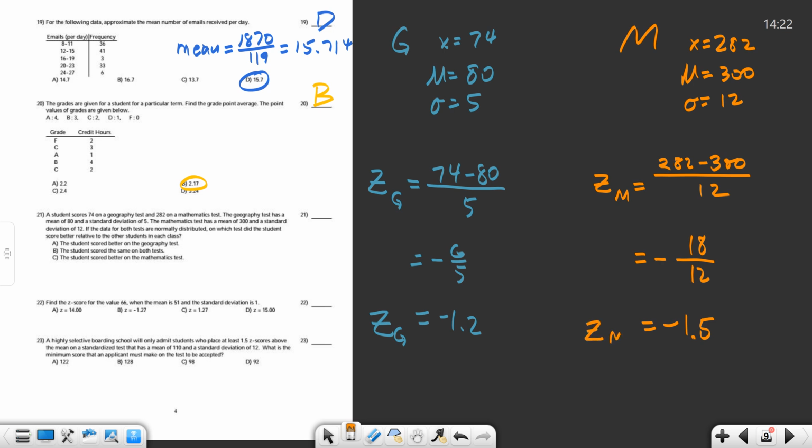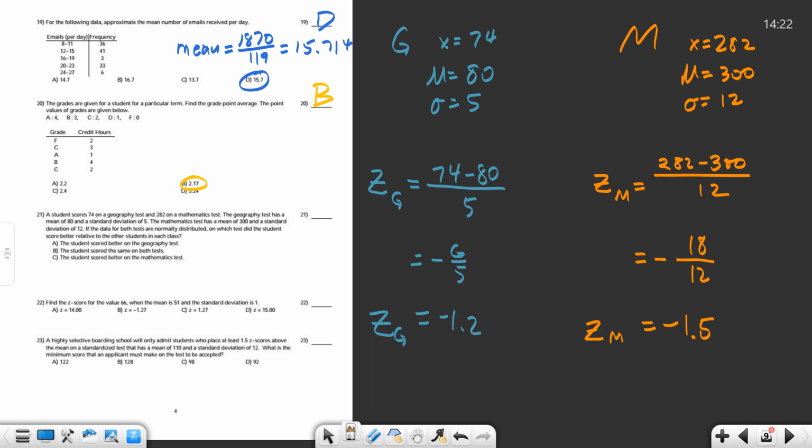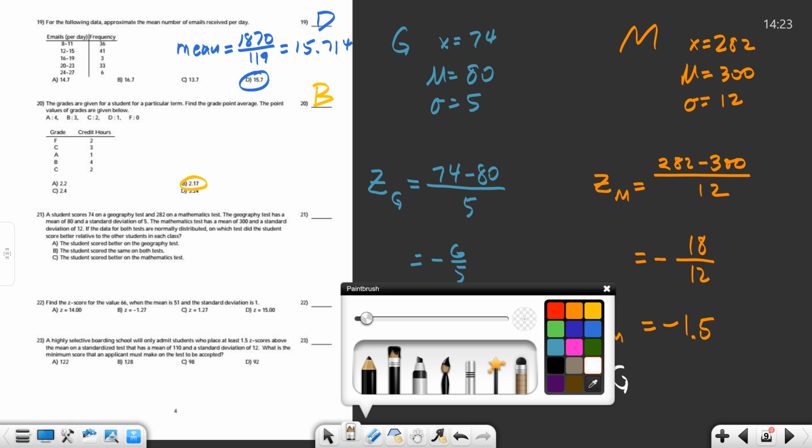And that's the z-score for math. So the math score was 1.5 standard deviations below the mean, and the geography score was 1.2 standard deviations below the mean. So on which test did the student fare better here? Well, the student did better on geography. So that is for number 21, answer choice A, right? The student scored better on geography.